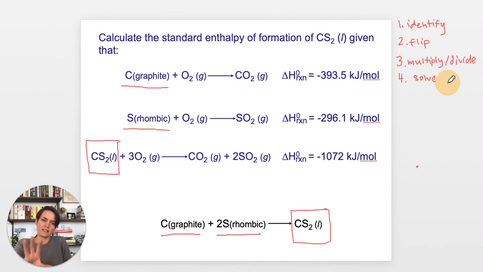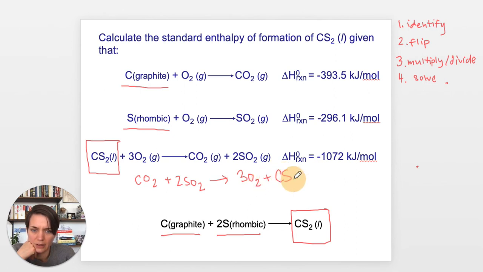So identify reactants and products, flip anything that needs to be flipped. In this example, my carbon disulfide is a reactant in my stepwise equation, but I need it to be a product in my final equation. That means that I have to flip that entire reaction. So that is going to give me CO2 plus 2 SO2 going to 3 O2 plus my CS2. So now I have my CS2 on the right side of the equal sign, which is great, and I need to remember that my delta H of that reaction is now going to be positive.